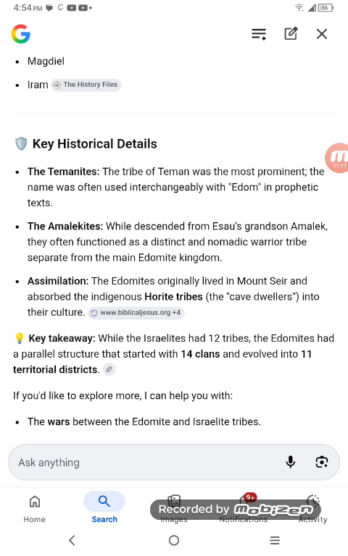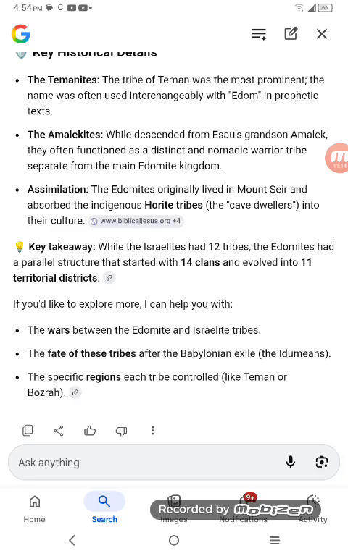See? It says key takeaway. While the Israelites had 12 tribes, the Edomites had a parallel structure that started with 14 clans and evolved into 11 territorial districts. See? So that's the spirit that had me think about doing this video, because they parallel us. That's our wicked brother. So they're going to be similar. The things that we do are going to be totally similar, but totally opposite. The good and the evil. You see what I'm saying?